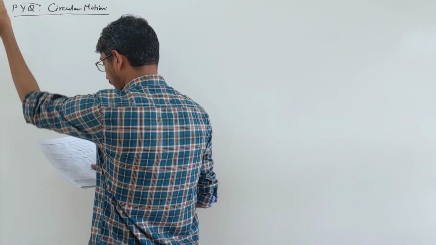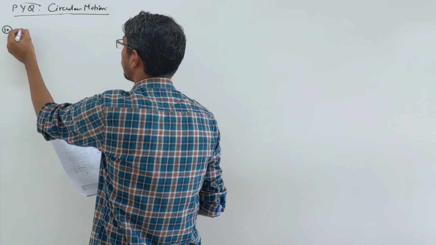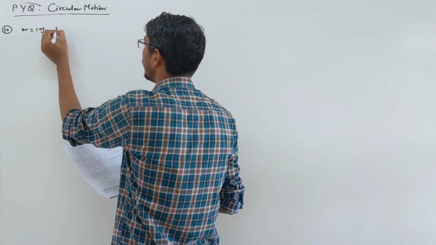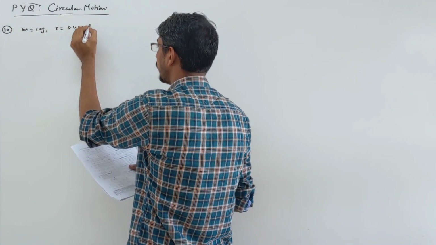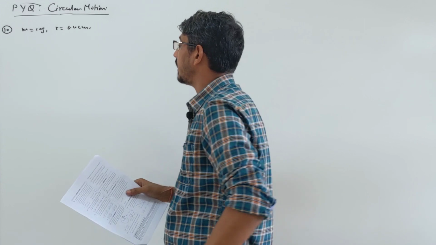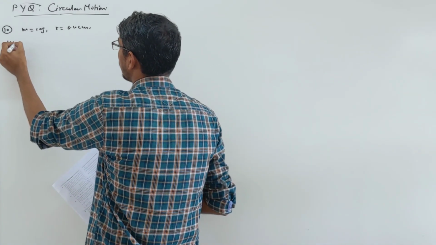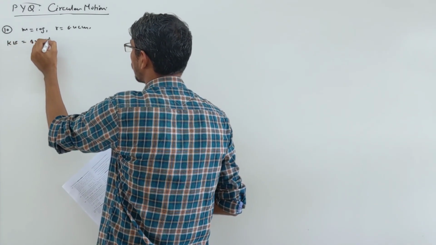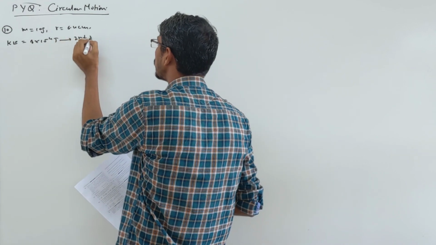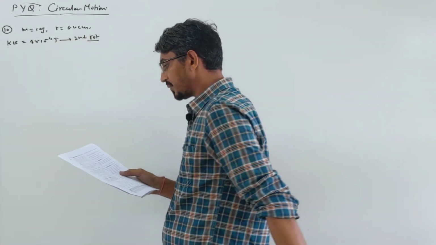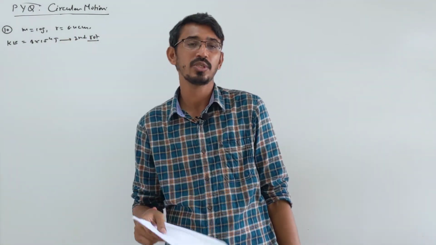Problem number 10 says that a particle of mass 10 gram is moving in a circle of radius 6.4 centimeter with a constant tangential acceleration. What is the magnitude of the acceleration if the kinetic energy becomes 8 into 10 power minus 4 joule by the end of the second rotation? Kinetic energy is given at the end of the second rotation, this is important. We have to calculate the acceleration of this particle.